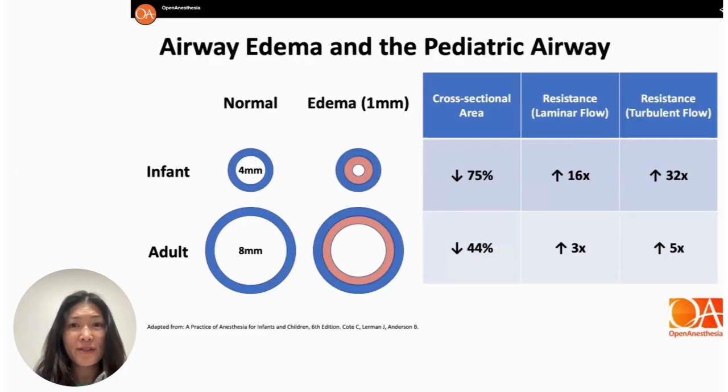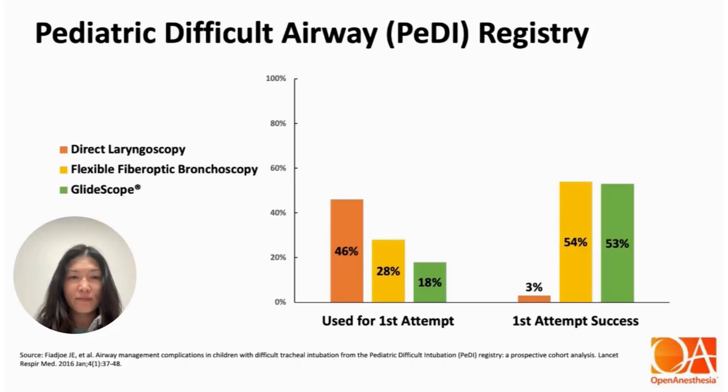Why is it important to limit attempts on the airway? Because multiple attempts can lead to airway edema. Children have smaller airways than adults, and the same amount of swelling can lead to a marked increase in turbulent flow due to a smaller cross-sectional area. If you are having to make multiple attempts, consider giving an airway swelling dose of steroids early to prevent airway edema. This article was published by the Pediatric Difficult Airway or PeDI Registry.